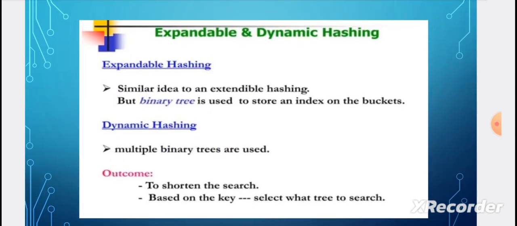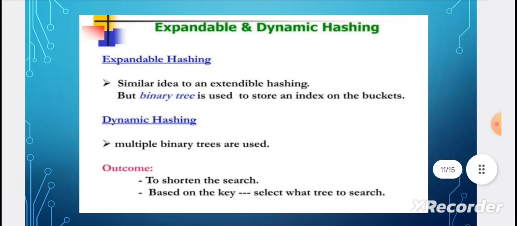Expandable and dynamic hashing. Expandable hashing is a similar idea to extendable hashing, but a binary tree is used to store an index of the buckets. In dynamic hashing, multiple binary trees are used and the outcome is to shorten the search. Based on the key, select which tree is to be searched.